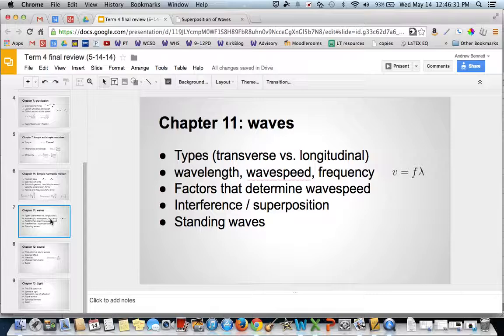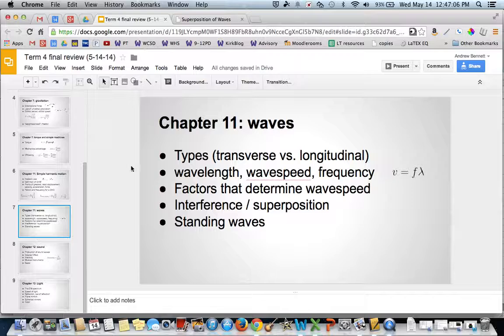Later on in that chapter, we started our stuff with the waves, and that takes us through the end of the unit. So we did types of waves to begin with, transverse waves or longitudinal waves. The longitudinal ones, remember, are also called compression waves, so sound waves are an example of longitudinal waves. Wavelength, wave speed, and frequency. We have the wave equation that relates those three. The factors that influence wave speed and the factors that don't influence wave speed. You need to have a good grasp on those for the test.